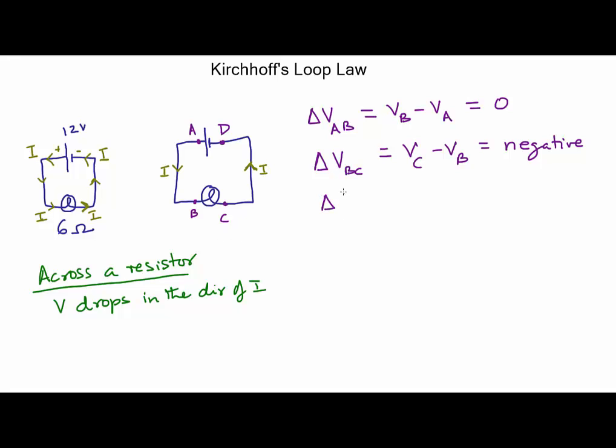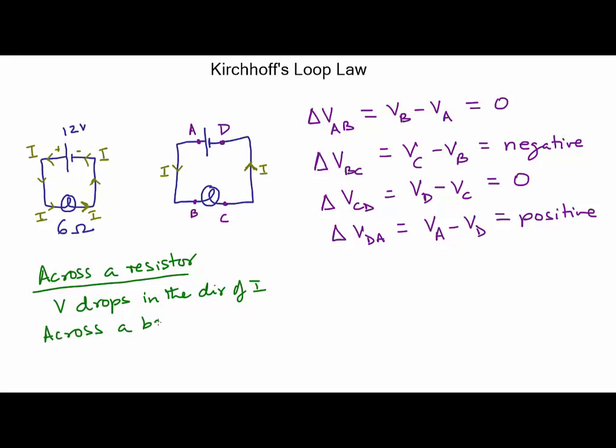Then I got potential from C to D, which would be the potential at D minus the potential at C. Once again, I only have ideal wire over here, so there is no potential change. So that is also 0. And finally, I've got in the direction of current ΔV_DA, which is V_A minus V_D. And now because I'm going across a battery in the direction of current, I'm going from a lower to a higher potential as we discussed. So this would be a positive number. So let's write that down over here. Across a battery, V increases in the direction of current.